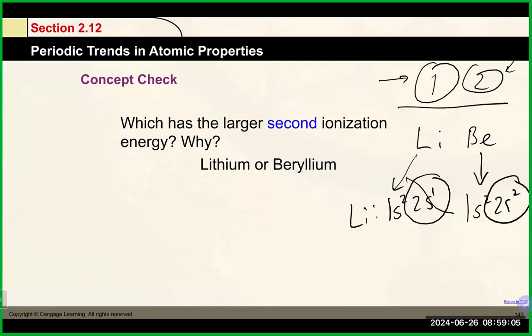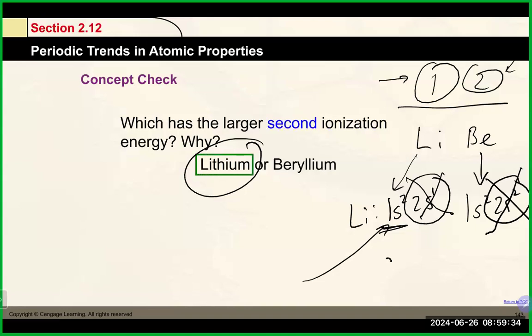Yeah, I'm going to end up removing this guy, and then now I'm into the core. Should that be easier or harder to do than over here with beryllium? When I remove the second electron, it is a valence electron, right? So it should be lithium, because that would be like trying to remove a core electron. For beryllium, it's still going to be a valence electron. It's going to be harder than the first one, but it'll be much easier than trying to rip off a core electron that we would see there in lithium. Any questions on that there?